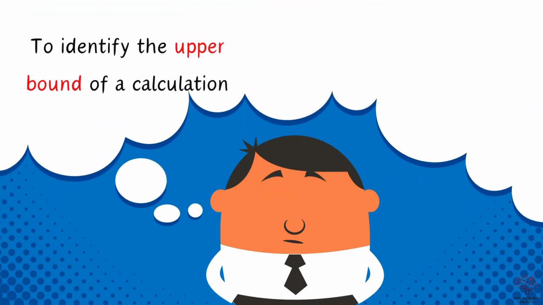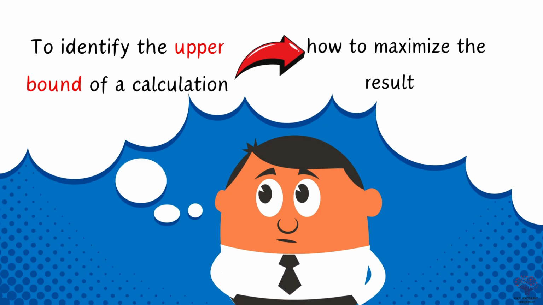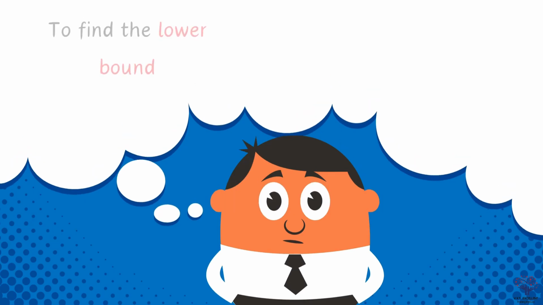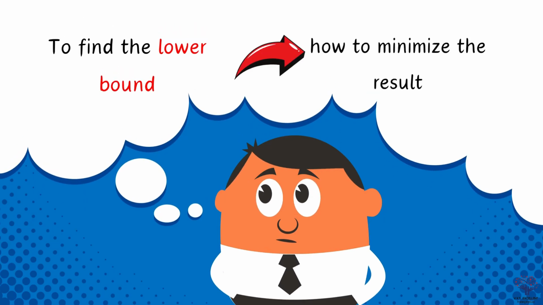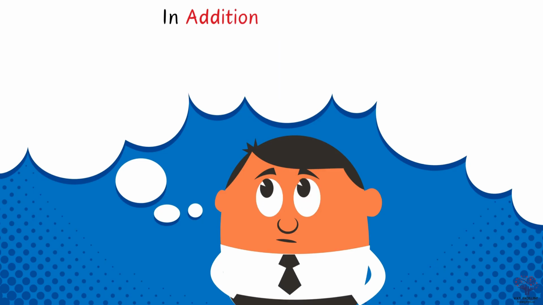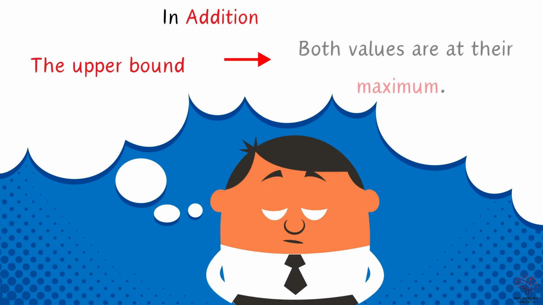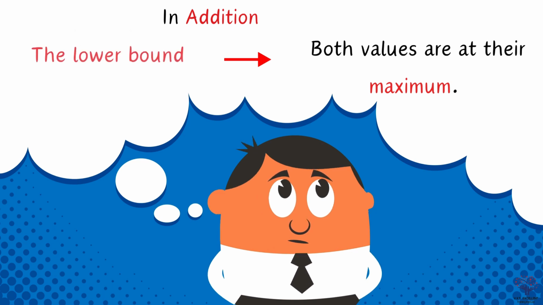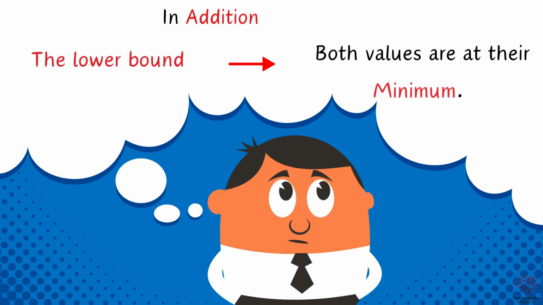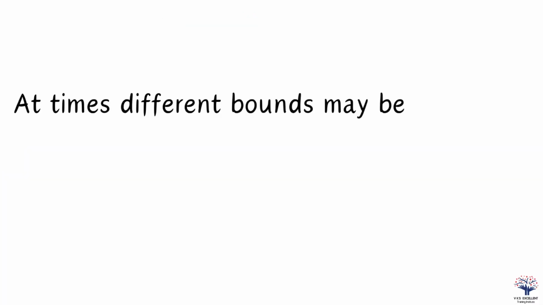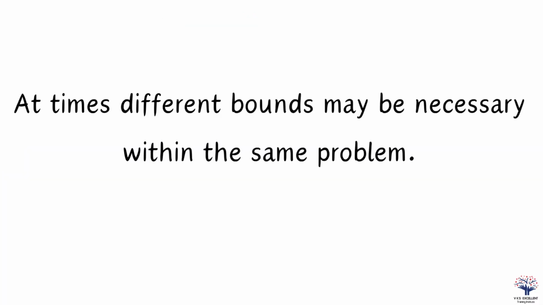To identify the upper bound of a calculation, think about how to maximize the result. To find the lower bound, consider how to minimize the result. For example, in addition, the upper bound occurs when both values are at their maximum. The lower bound happens when both values are at their minimum. At times, different bounds may be necessary within the same problem.